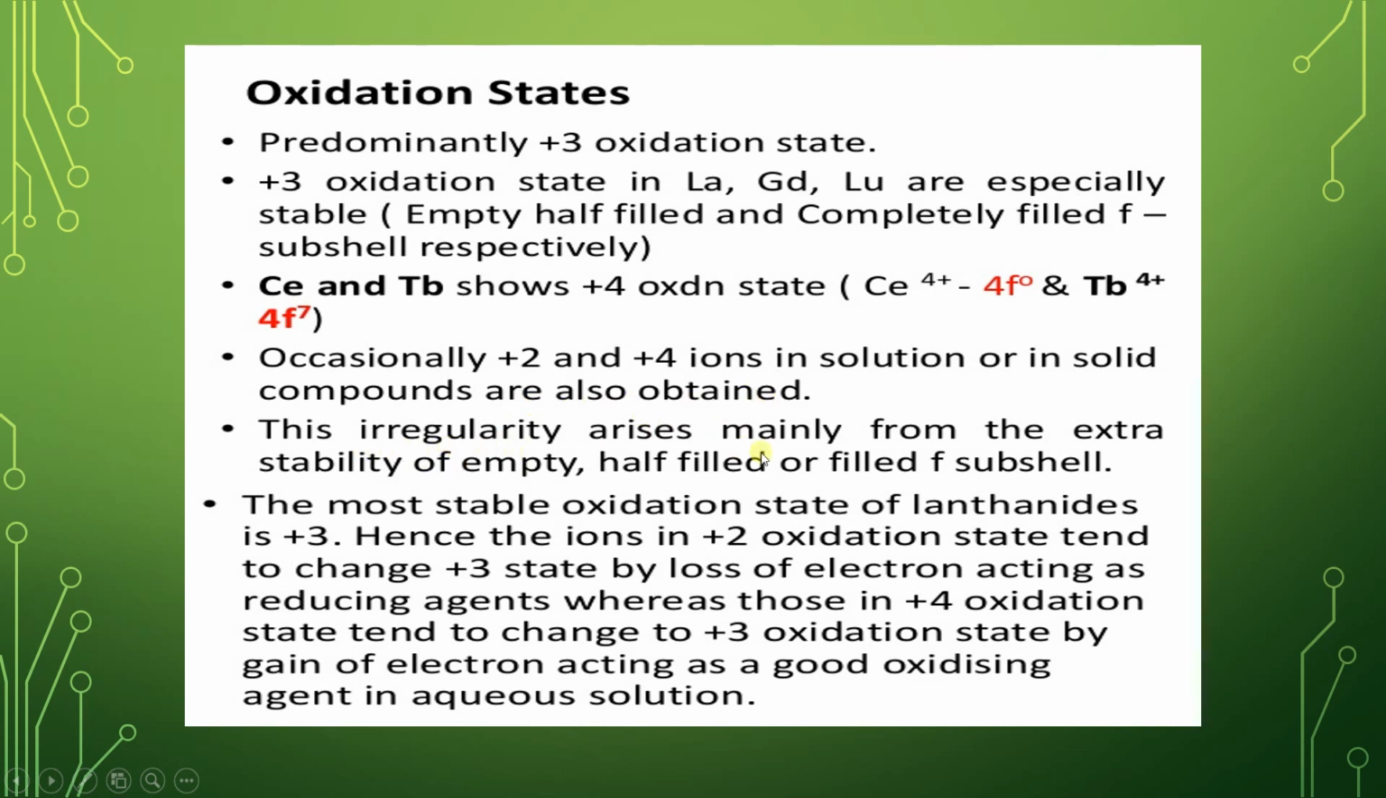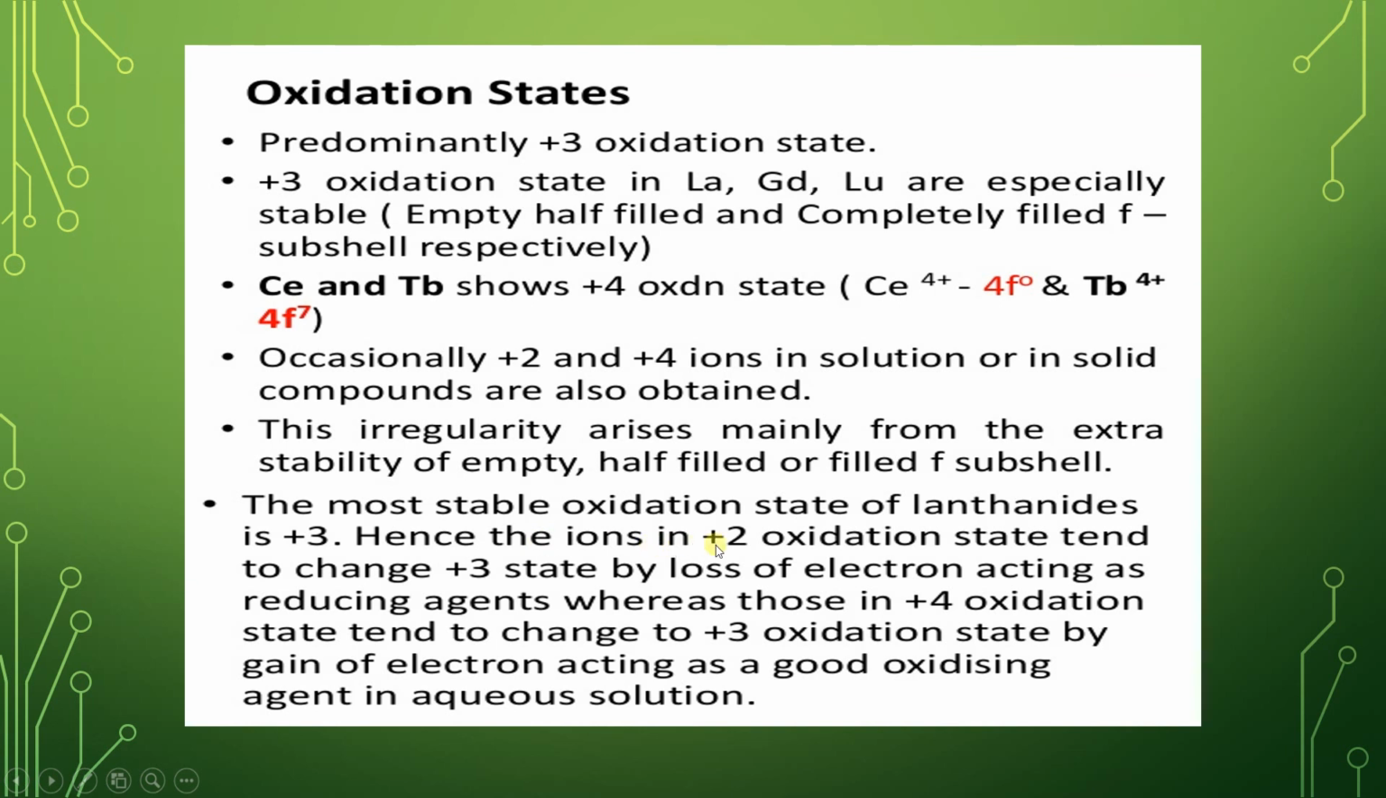This irregularity arises mainly from the extra stability of empty, half-filled and filled f subshell. So this concept we already know, that is very similar to d block elements, the transition elements. Half-filled and completely filled orbitals are more stable. Here also, half-filled f7 and completely filled f14 are stable. The most stable oxidation state of lanthanides is plus 3.